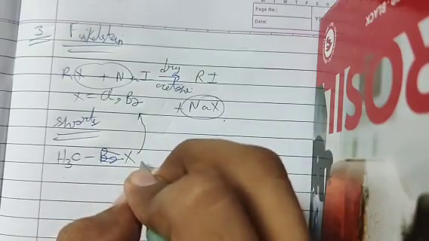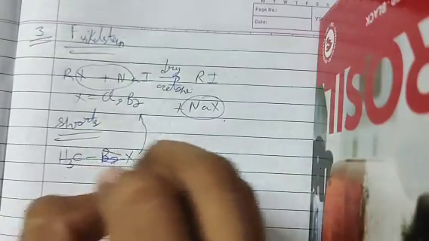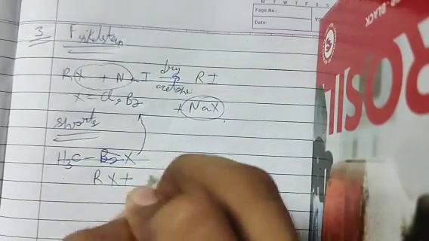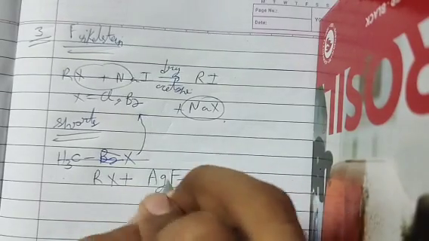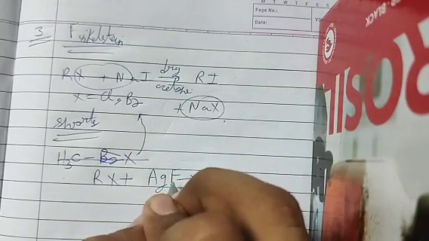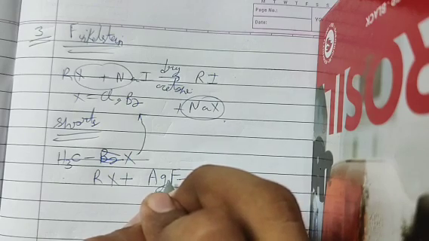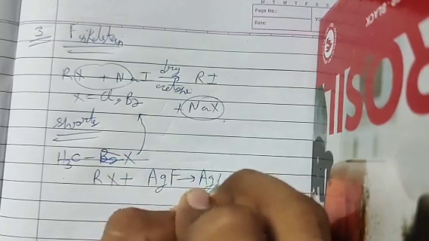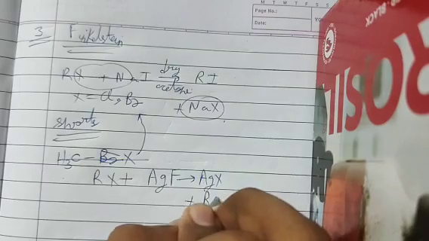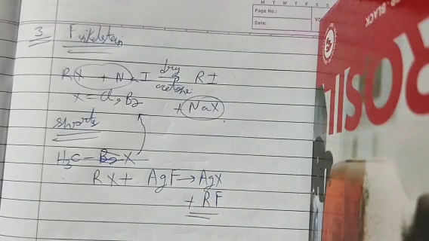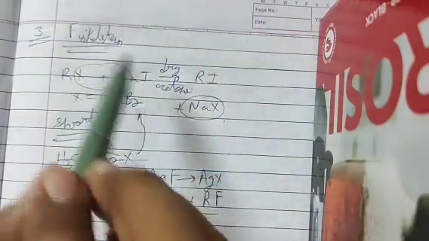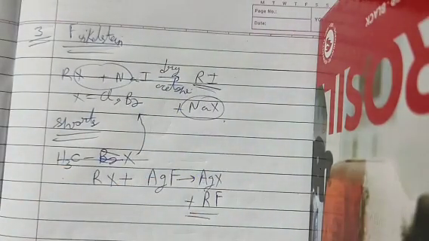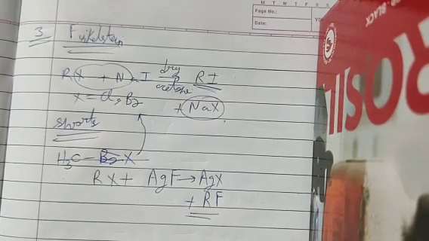So you are using simply CH3X or RX with AgF. When you use this, AgX gets removed and you get RF. So Swarts is used for the production of alkyl fluoride, and Finkelstein is used for the production of alkyl iodide.